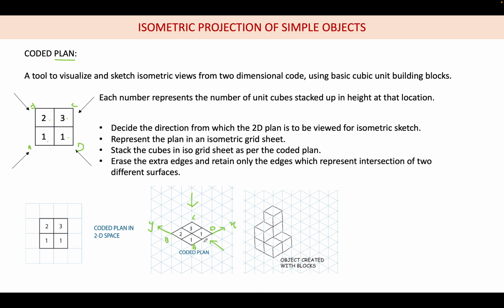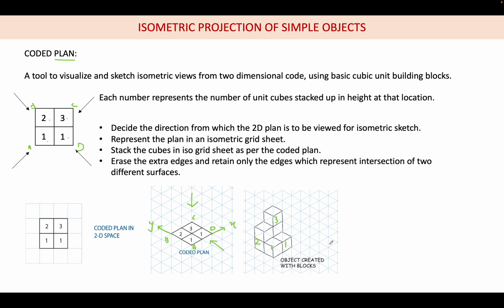Next I have to create the object with blocks. Here there is 1 cube, here there are 2 cubes, and here there will be 1, 2 and below there will be another cube, but it will not be hidden. So we are drawing 2 plus 1 is 3, and again this will be 1. So this is 1, this is 2, this is 3, this is 1.